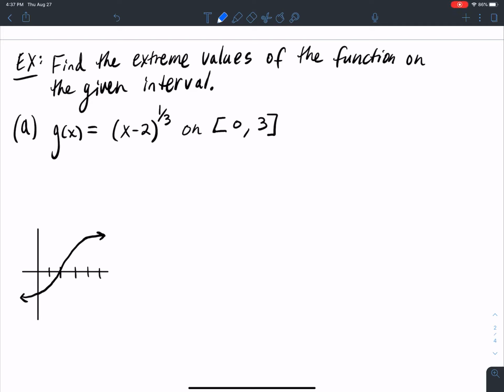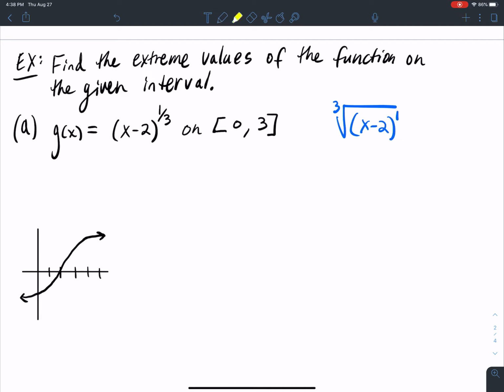Okay, so in this example, we're going to do finding the extreme values of a function on the given interval. So we have a cube root function. The exponent of 1/3 is actually the cube root of whatever is in here, right?